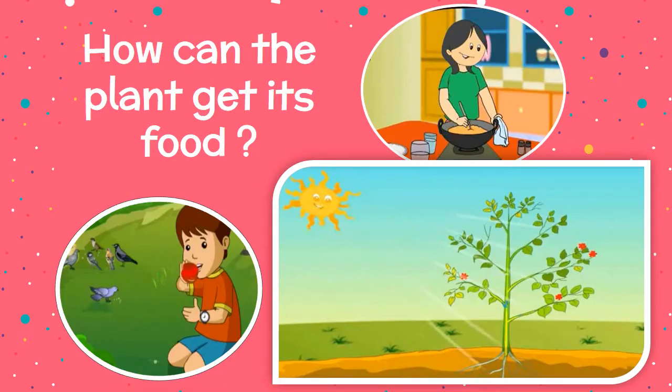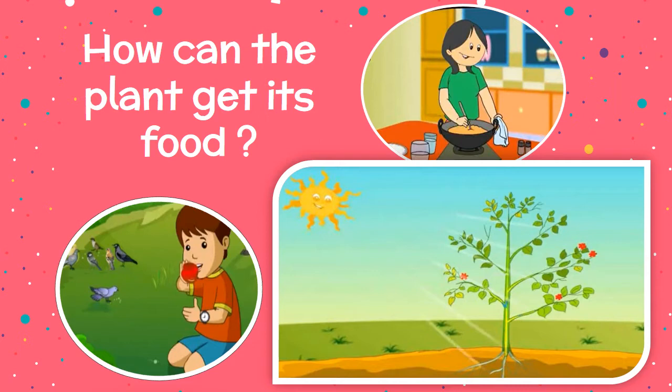When you are hungry, what will you do? You will go to your mom and tell her, Mom, I am hungry, I want to eat. So your mom will cook for you and you can eat. But what about the plant? Can your mom cook food for the plant? Of course no. Why? Because the plant cannot eat.